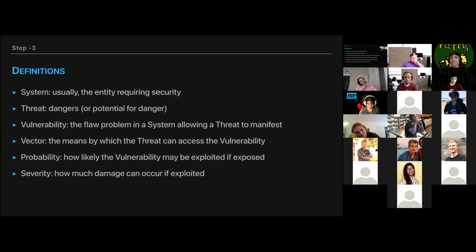Let's say I have a vulnerability in the password, right? Let's say I have a weak password on my admin account. Severity is probably going to be greater than if this weak password is on, let's say, user nobody, for example, right?